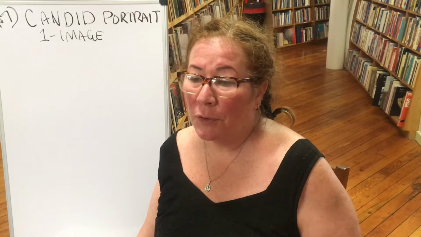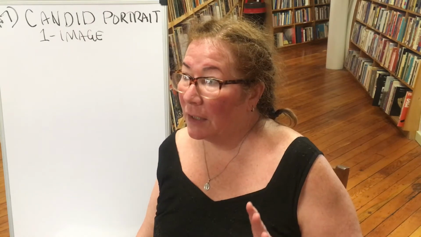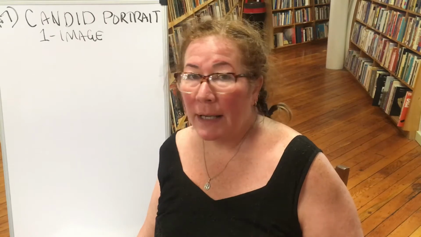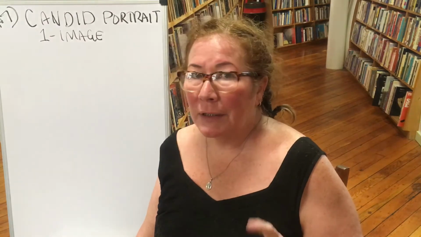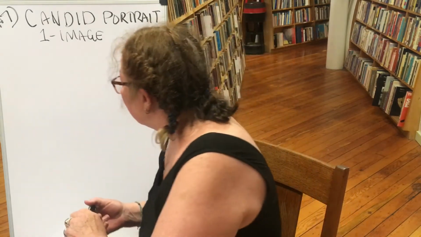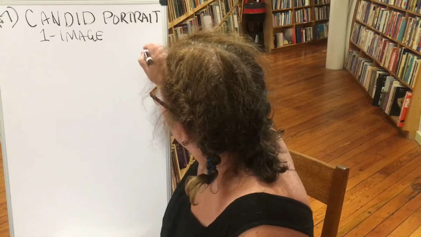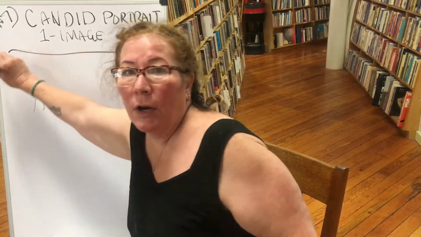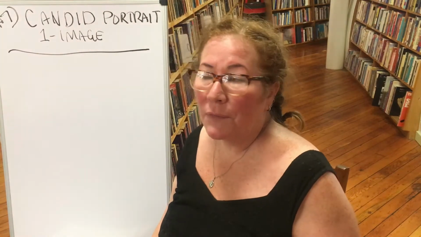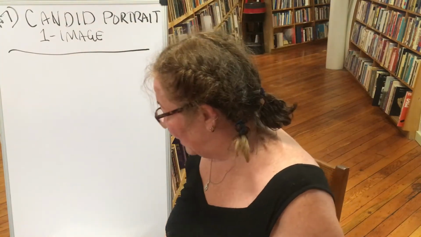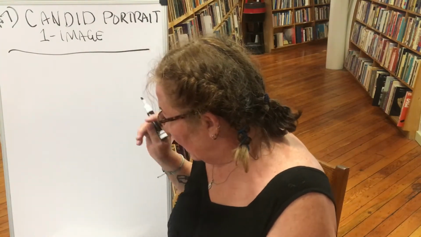So one of the best ways to capture someone's true personality and feelings is by using a candid approach. So you're taking a candid photograph, meaning that the subject does not know, they have no idea that their photo is being taken. So it's a little sneaky. It's one of the most challenging of our assignments, but it's also one of the most fun when you can get it right.